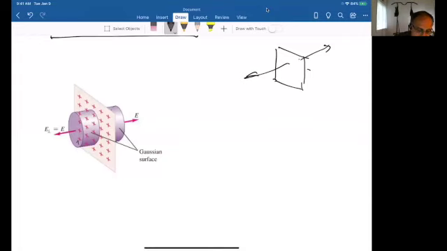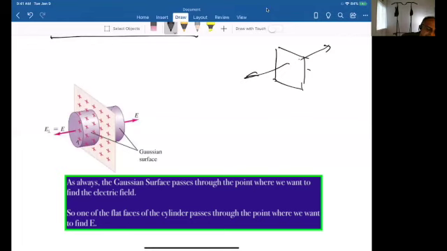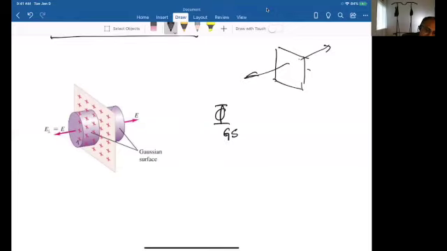So consider this imaginary cylinder, which is indicated in purple over here, which is straddling the sheet. So one part of the cylinder is on one side and the other half of the cylinder is on the other side of the sheet. So Gauss's law says that the flux of the electric field over the Gaussian surface is equal to the charge enclosed by the Gaussian surface divided by epsilon 0, right?